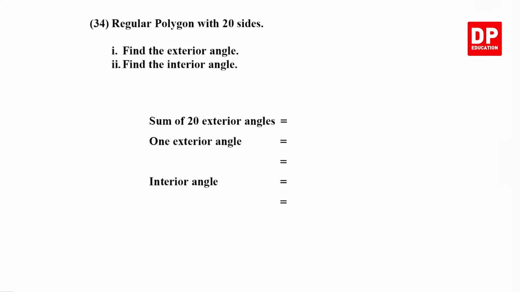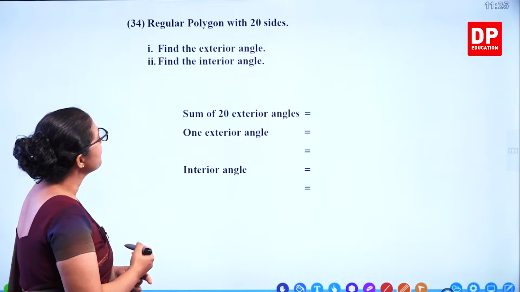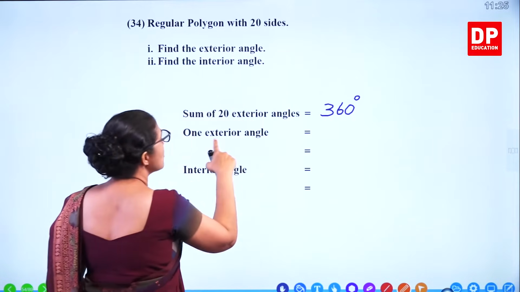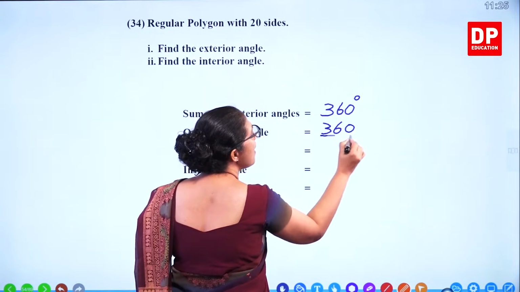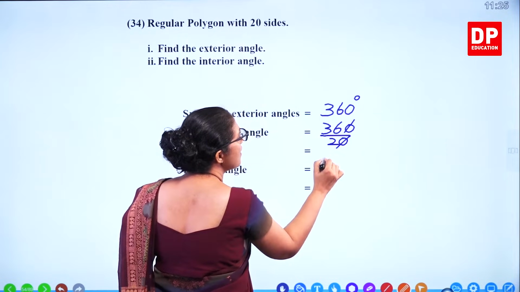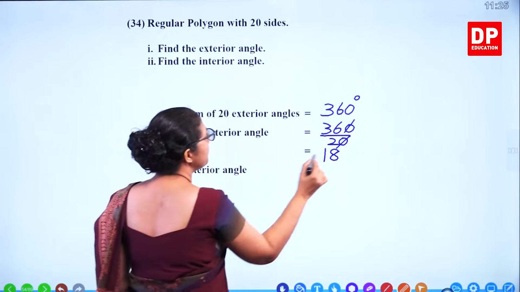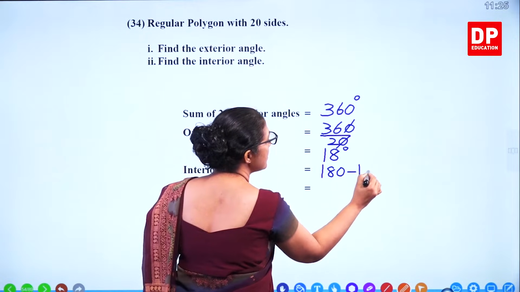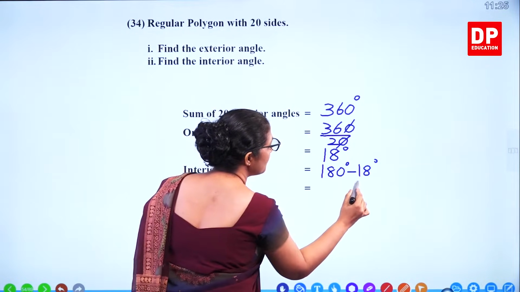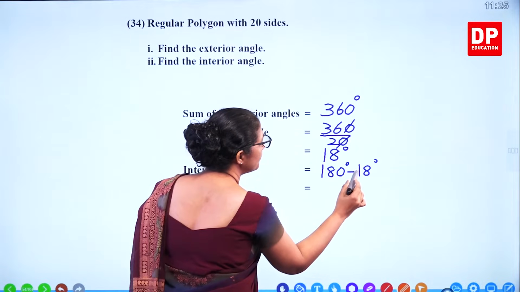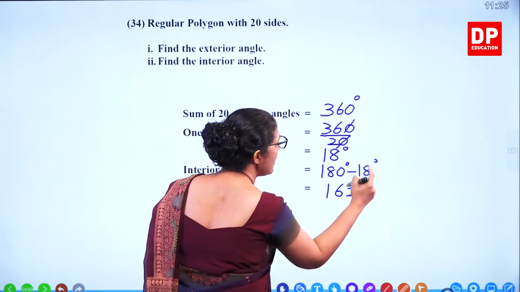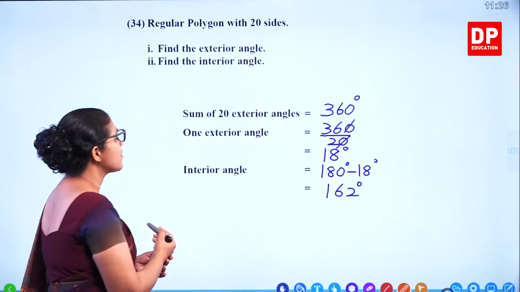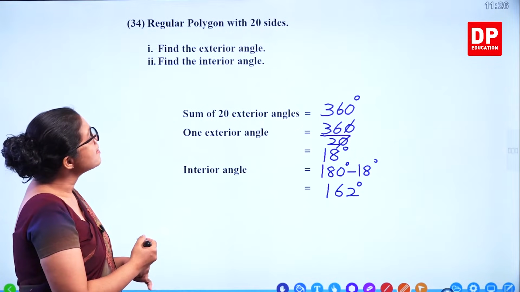Regular polygon with 20 sides. Find the exterior angle. So the sum of 20 exterior angles is 360 degrees. So for one exterior angle you divide by 20 because 20 sides are there. So you get 18 degrees. So what's the interior angle? 180 minus 18 degrees. You get 162. Add and see. So that's 162 degrees for a 20-sided polygon.